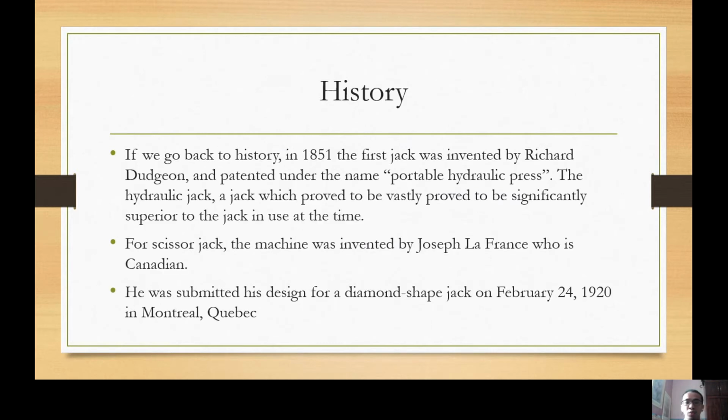Next, we go to the history. If we go back to history, in 1851, the first jack was invented by Richard Dudgeon and patented under the name portable hydraulic press. The hydraulic jack proved to be significantly superior to the jacks in use at the time. For the scissor jack, the machine was invented by Joseph Lafrance, who is Canadian. He submitted his design for a diamond-shaped jack in Montreal, Quebec.